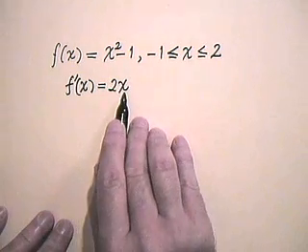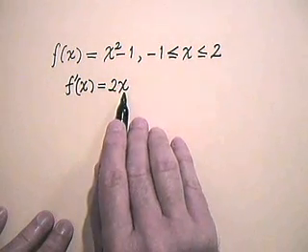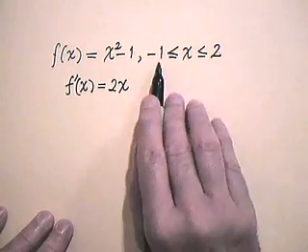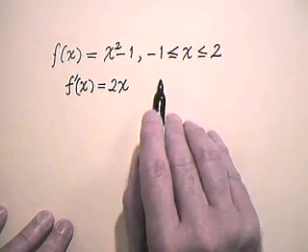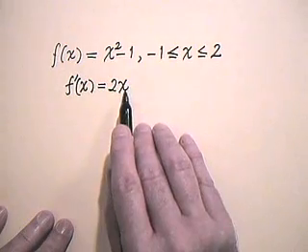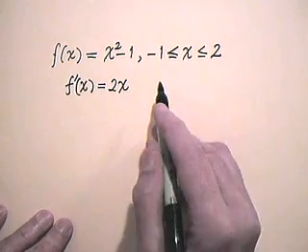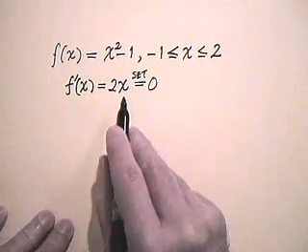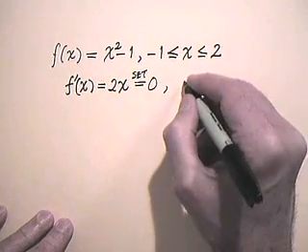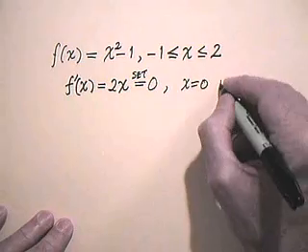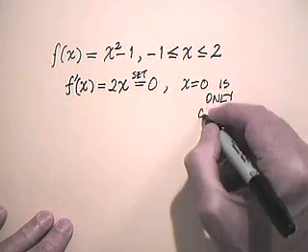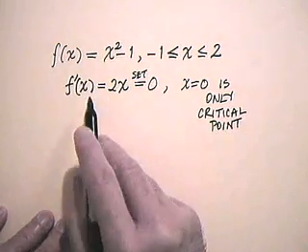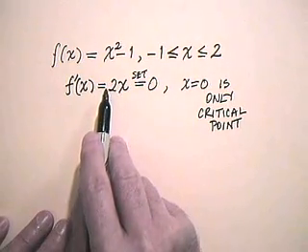Will that ever be undefined? Notice 2x makes sense for all real x, so in particular it makes sense for every x in the interior of the interval from -1 to 2. So there aren't any critical points that come from the derivative being undefined. How about where the derivative is 0? Let's set this expression equal to 0 and solve. The only solution is x equals 0. So x equals 0 is the only critical point, a place where the derivative is 0 and therefore has a horizontal tangent.